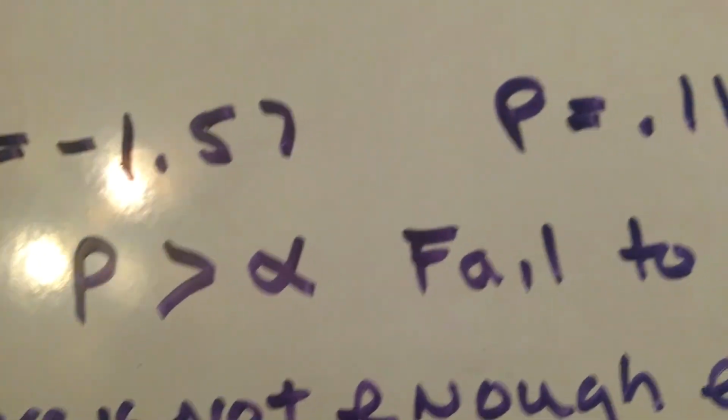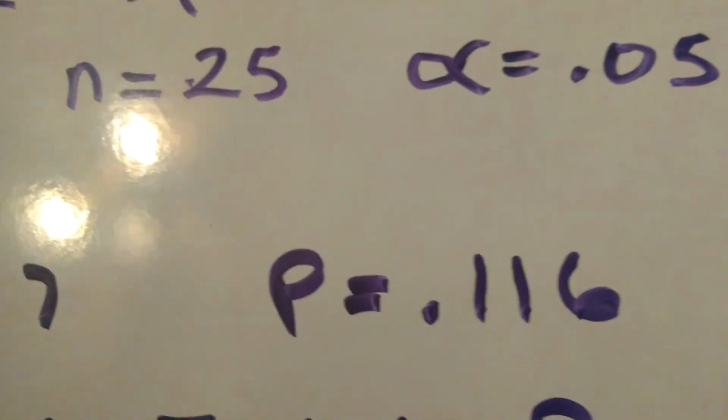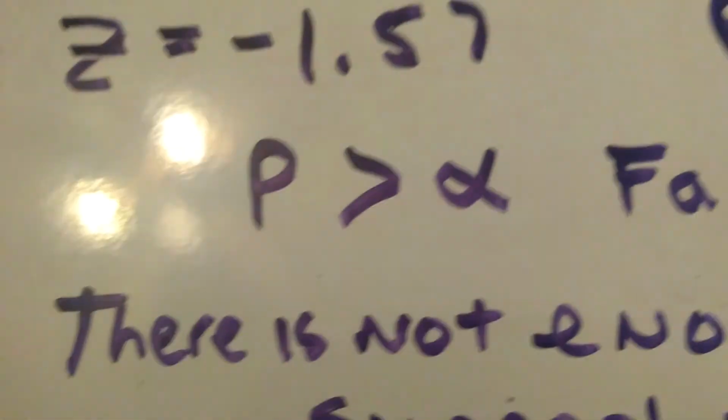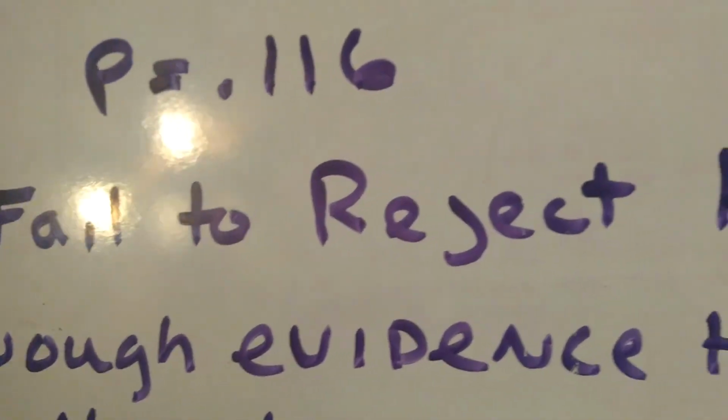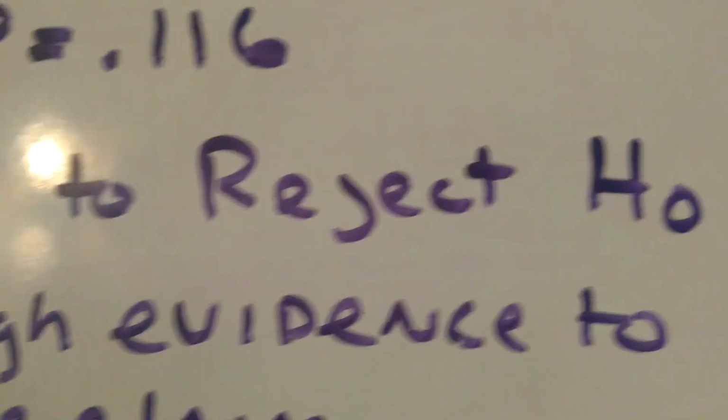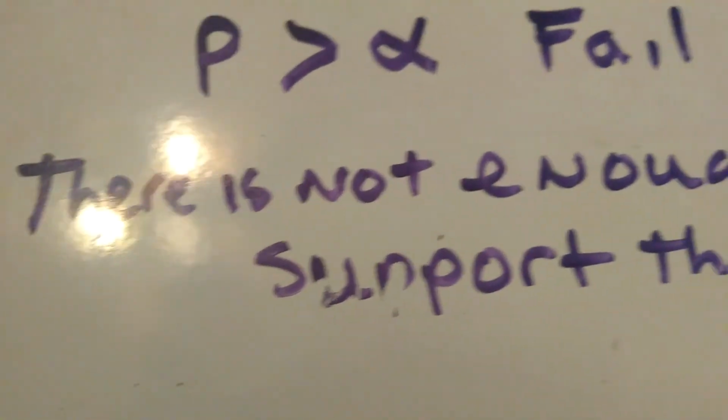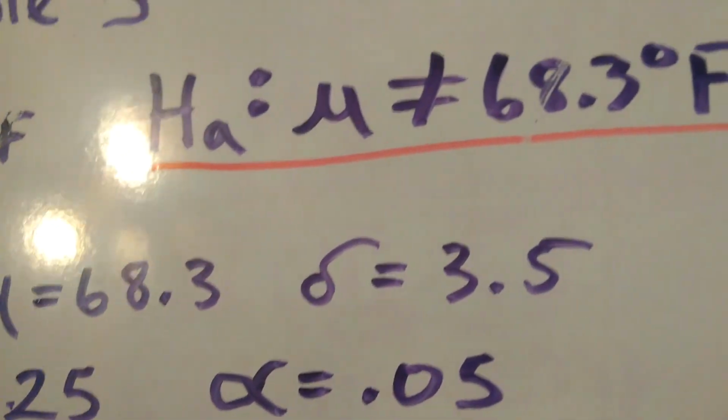In this particular example, P is greater than alpha, so we fail to reject, which means we basically accept the null hypothesis. By accepting the null hypothesis, we have no support for the claim.